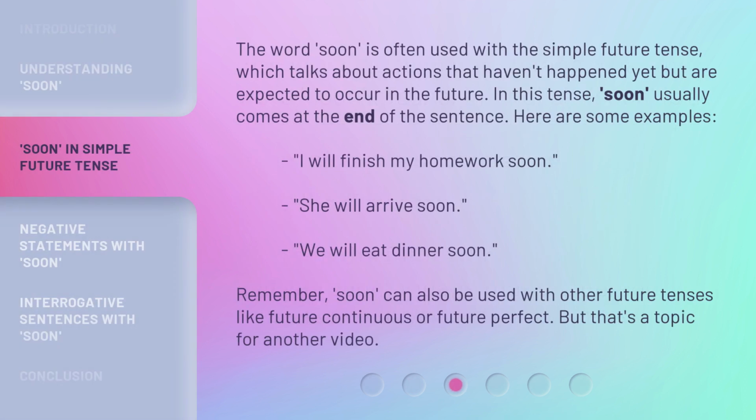The word soon is often used with the simple future tense, which talks about actions that haven't happened yet but are expected to occur in the future. In this tense, soon usually comes at the end of the sentence. Here are some examples. I will finish my homework soon. She will arrive soon. We will eat dinner soon.